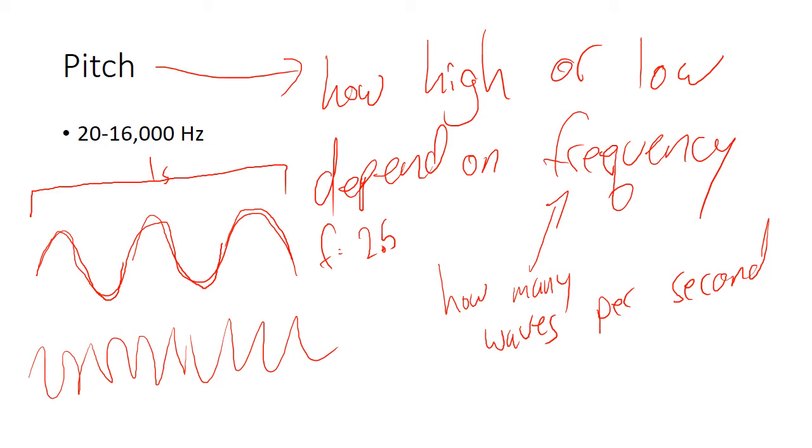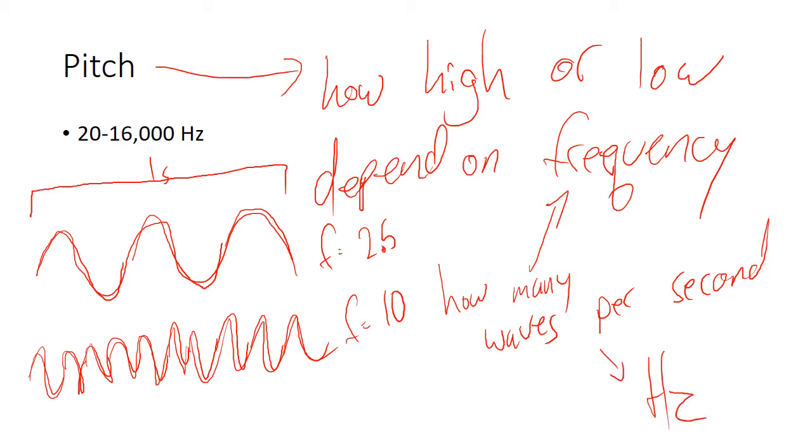All right? This one goes up and down much more times. Let's see. 1, 2, 3, 4, 5, 6, 7, 8, 9, 10. So this has a frequency of 10. There's 10 waves per second. Now, waves per second has a simplification. It is a hertz. So this is going to be 2.5 hertz, and this is going to be 10 hertz. Now, human hearing is about 20 to 16,000 hertz.